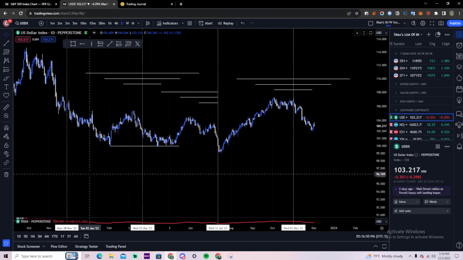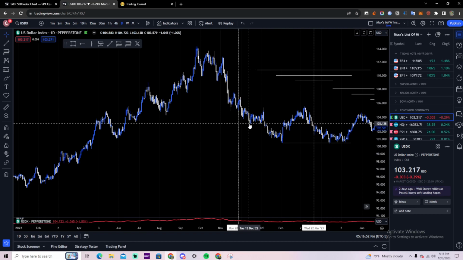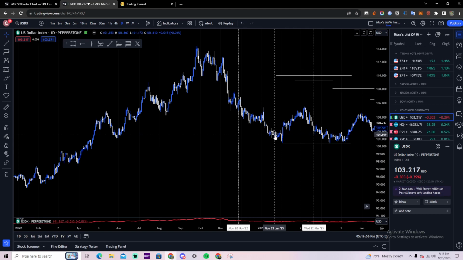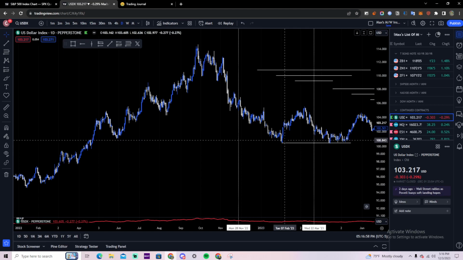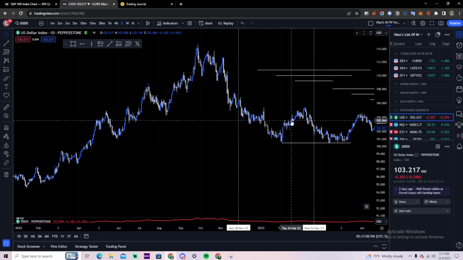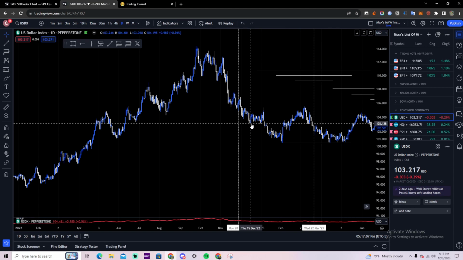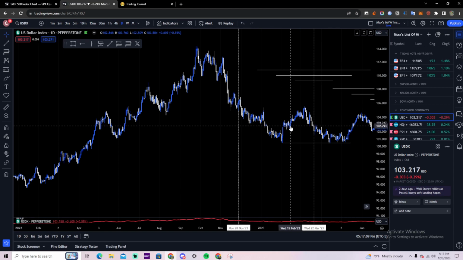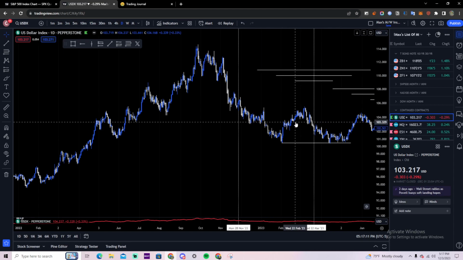Okay, December 22nd to February 27th. So here, we're viewing the same range from here to here, December 22nd to February 22nd.